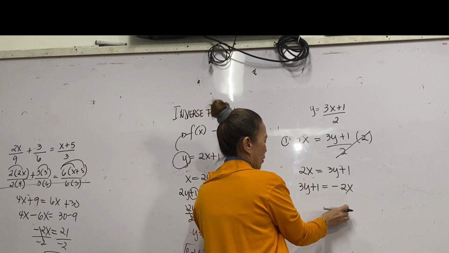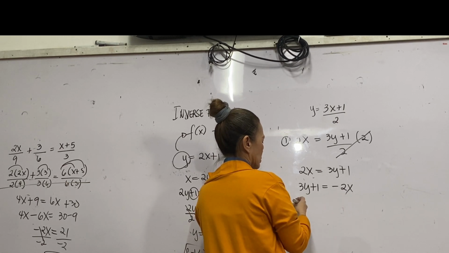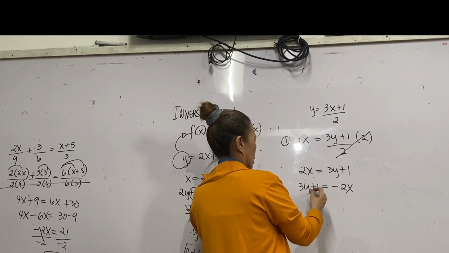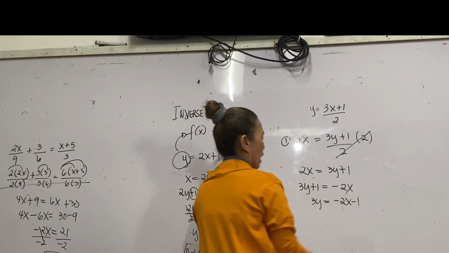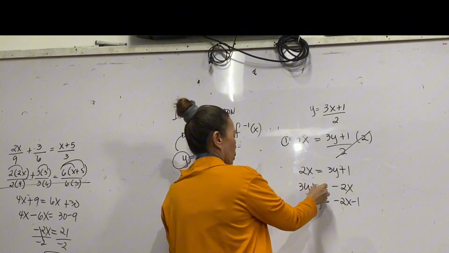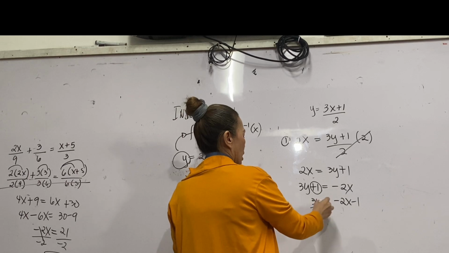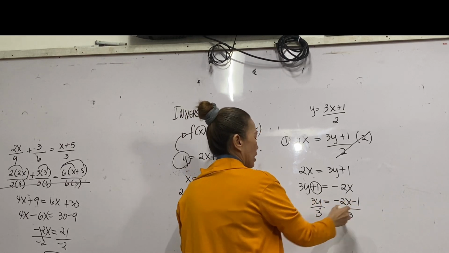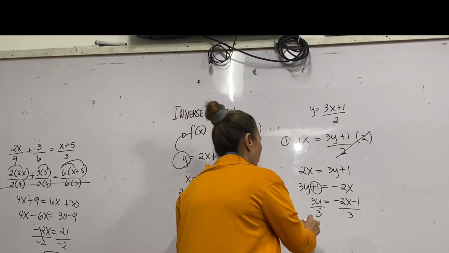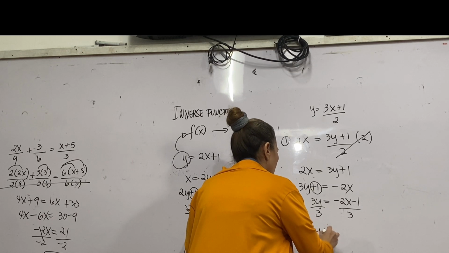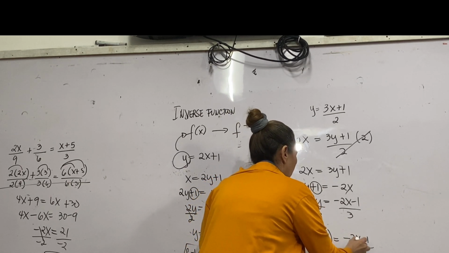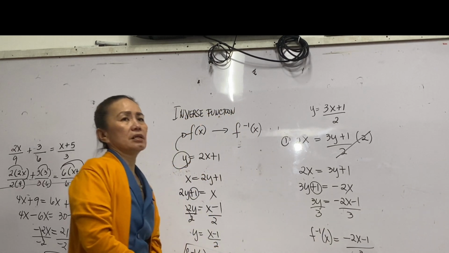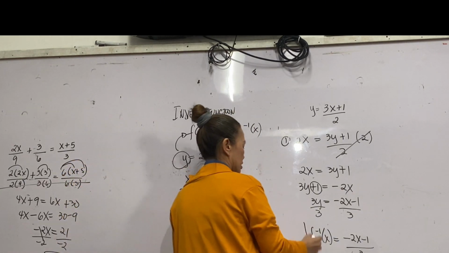So now we have 3y is equal to negative 2x minus 1. Ito po yun, nilipat natin sa kabila. Both sides divide by 3. So, our inverse function is negative 2x minus 1 over 3. So, ito na po yung ating inverse.